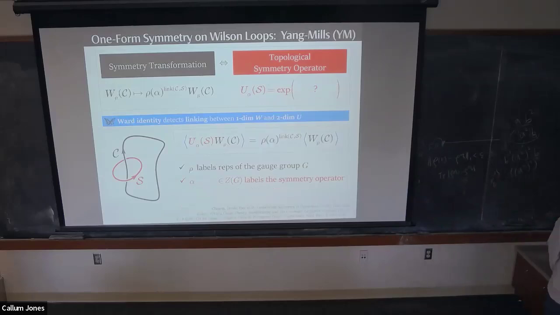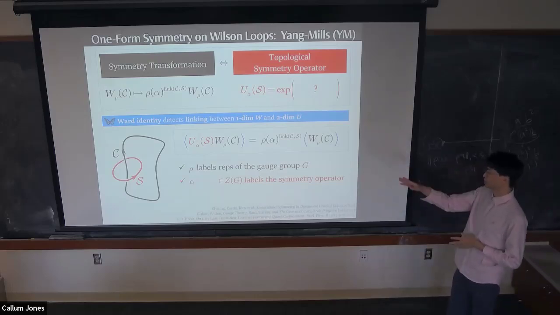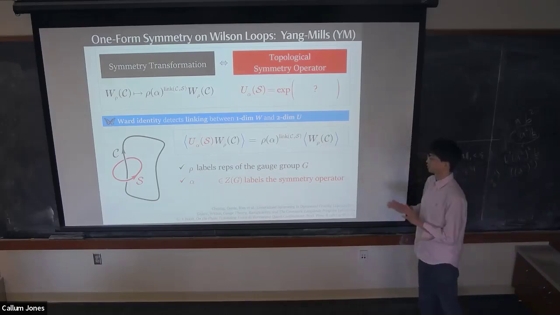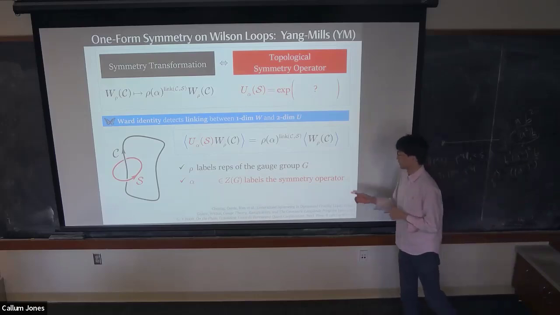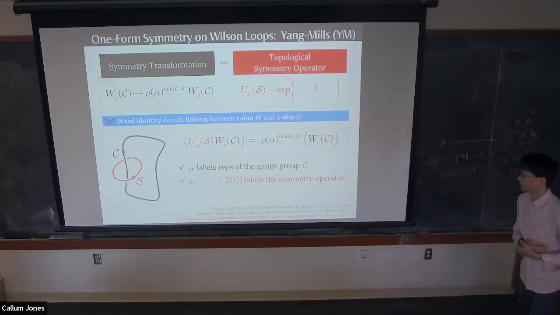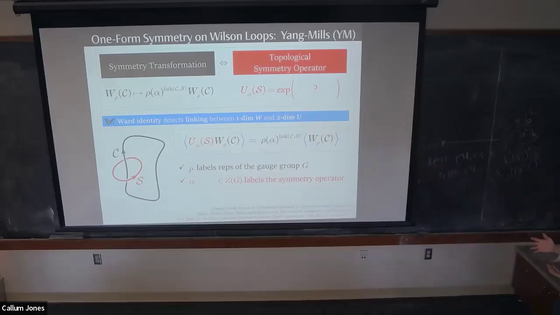So what happens for Yang-Mills theory? In this case, the Wilson loops are labeled by representations of the gauge group G, and the symmetry operator is often not stated explicitly, but it is defined in terms of the Ward identity like this, which states that the Wilson loop transforms with this factor, which is the representation of the center element alpha, to the power of the linking number between C and S. This concretely defines the one-form symmetry: the symmetry transformation is given by that formula, and the symmetry operator is something that induces that transformation in terms of this Ward identity.